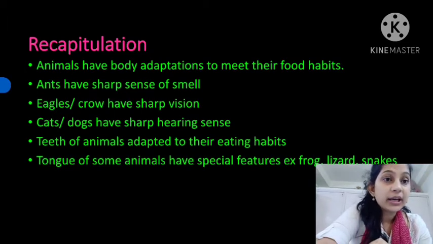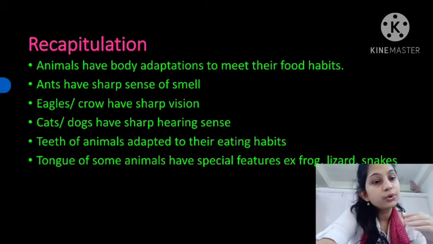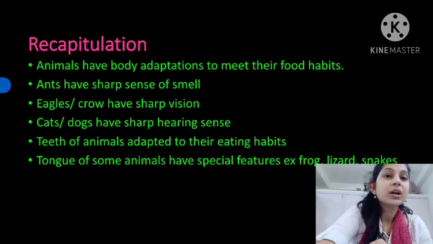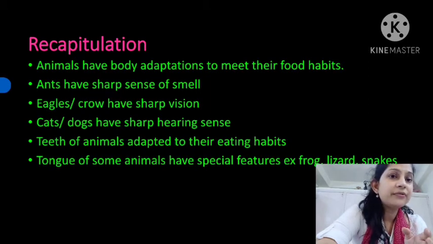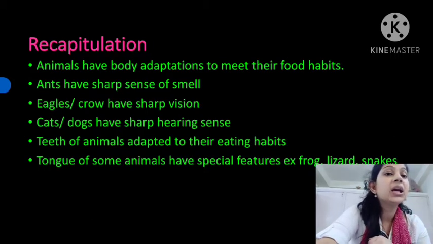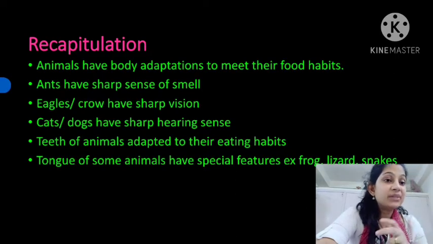Then animals like cats and dogs have a very sharp sense of hearing. Those who have dogs as pets at home might have noticed that even at a little bit of sound, the dog which you feel is sleeping suddenly gets up, isn't it? And then we discussed the teeth of animals according to their eating habits. We discussed how herbivores have flat teeth for grinding. Animals eating meat or flesh of another animal have very pointed sharp canines to tear flesh.